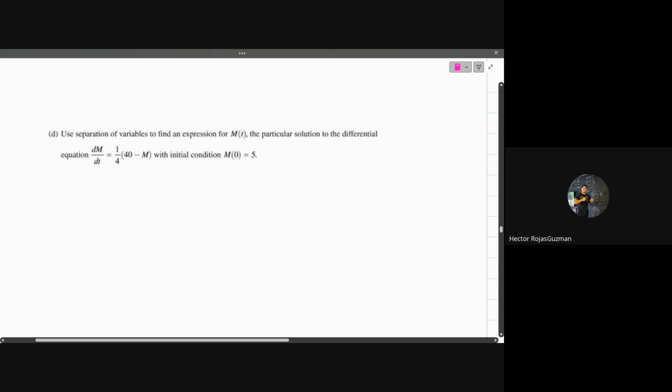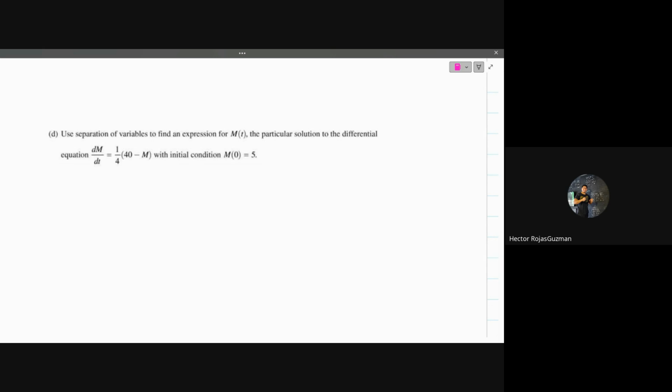This one is worth 4 points, and normally they are worth that much because there's a lot of steps involved. So we start with dm/dt is equal to 1/4 (40 minus m). Now, as we talked about in class, the first thing you have to do is separate the variables. So you can go ahead and multiply both sides by dt, and divide both sides by 40 minus m. That gets you 1 point, separating the variables.